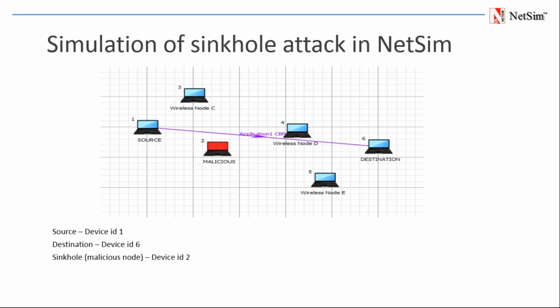So this is the scenario. You can see this one is your source, this is the destination, and these are intermediate nodes, and this is your malicious node, device 2. It sends a route reply in between and gets all the details of the source, and does not send the packet to the destination.